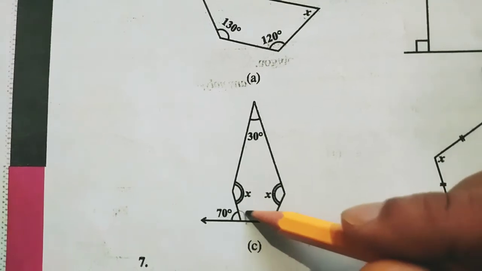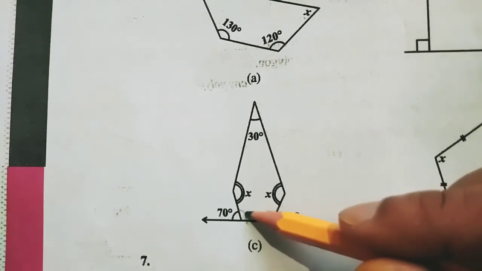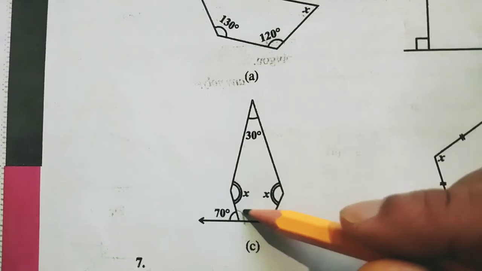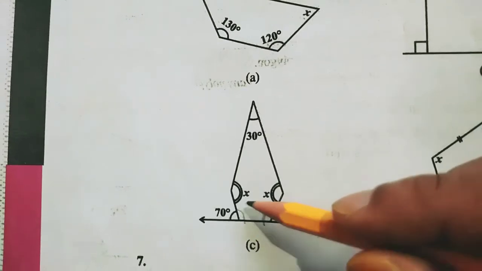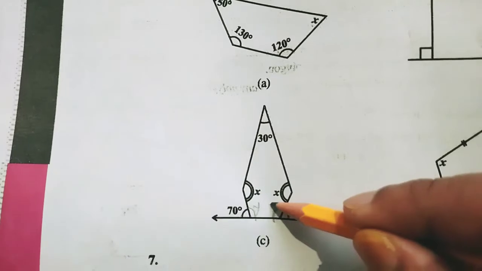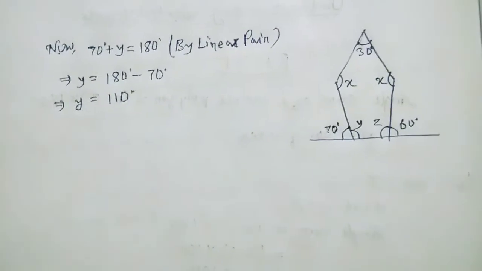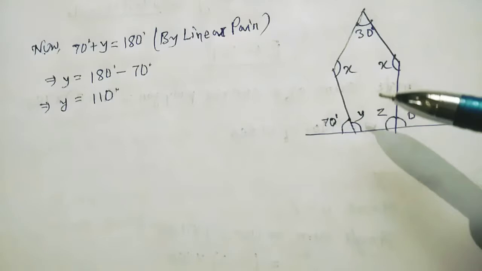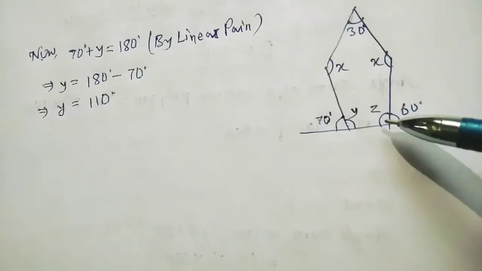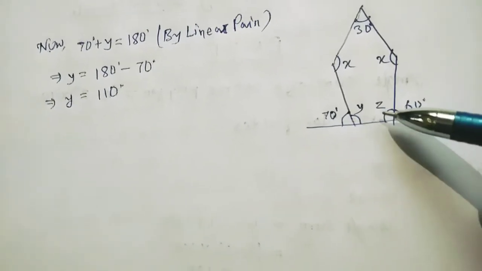So 70 degrees plus, suppose, assume any other name, y. So 70 degrees plus y equal to 180 degrees. Then you have to find out the value of y. So suppose this is y and suppose this is z. Here also the same thing you have to find, the same way. So students, you can see I have made this figure here. This is y I have assumed and this is z I have assumed, because we have to take out the values of these two angles.